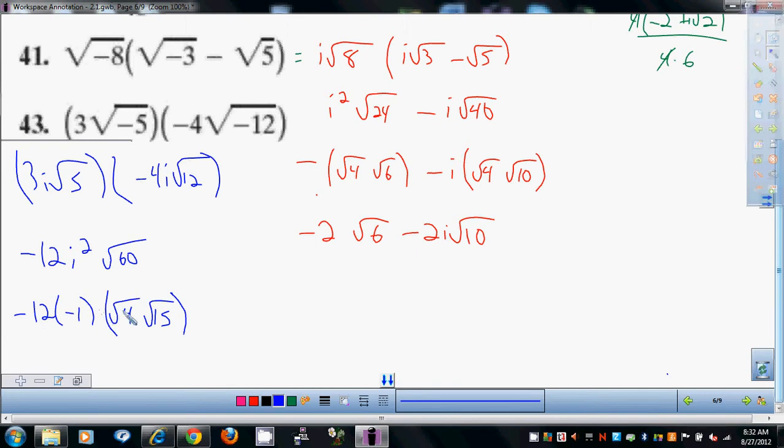So that's positive 12 times 2, which is 24 radical 15.